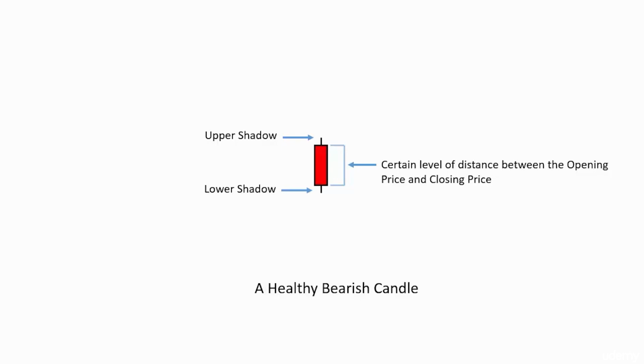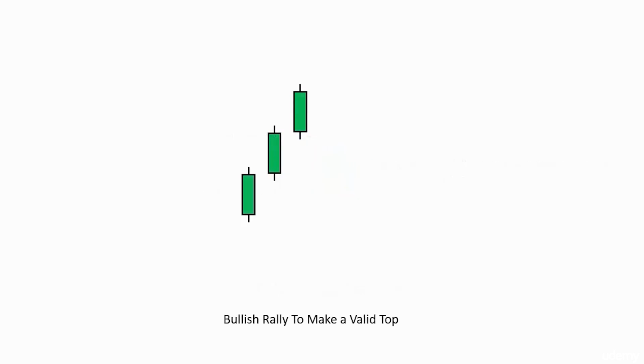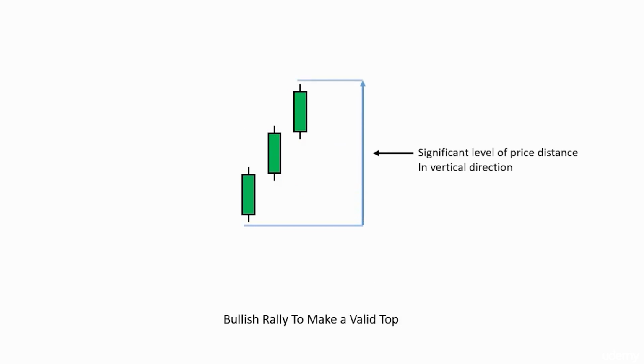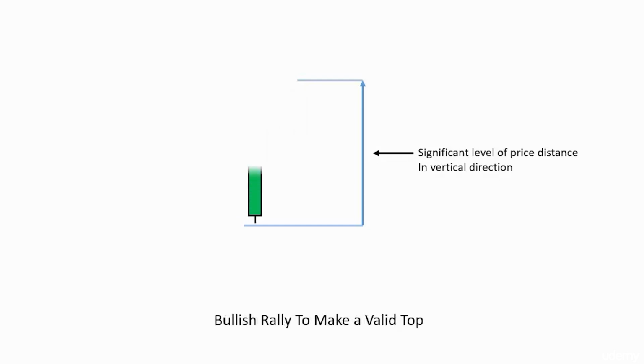The reason we need at least 3 healthy bullish candlesticks to make a valid top is because whenever 3 healthy bullish candlesticks form, price goes up and creates a significant level of price distance, which shows the validity of that rally. Now, the same price distance can be achieved by 4, 5 or more small and unhealthy candlesticks too. These setups also make a valid top. The thing we need is just the price distance from a bottom to top. But remember, we need at least 2 candlesticks to make a valid top.